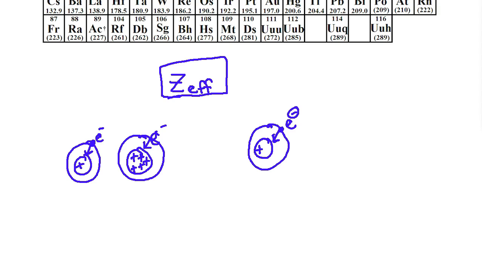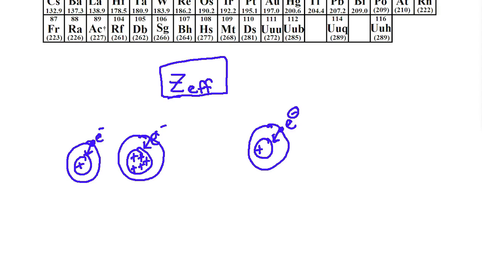And as you continue to add protons to your team, the center, you're able to pull the valence electrons closer and closer and closer to the center. You have more pulling strength. That is effective nuclear charge. So the more protons you have, the better off your effective nuclear charge is going to be. You have more pulling power towards the center.